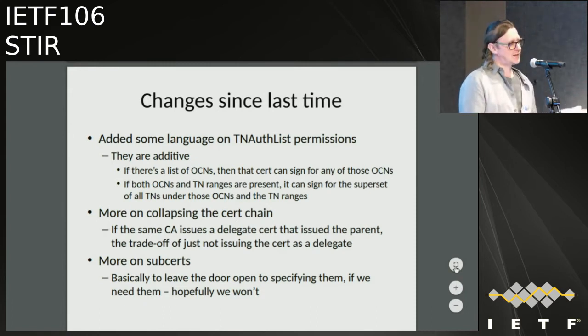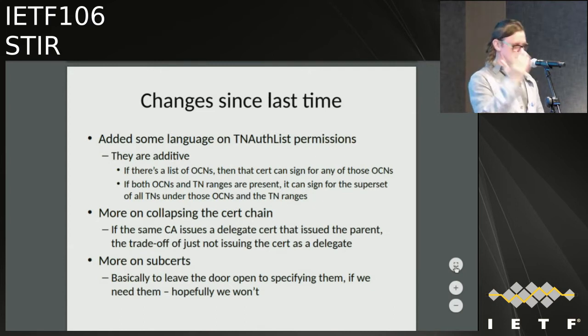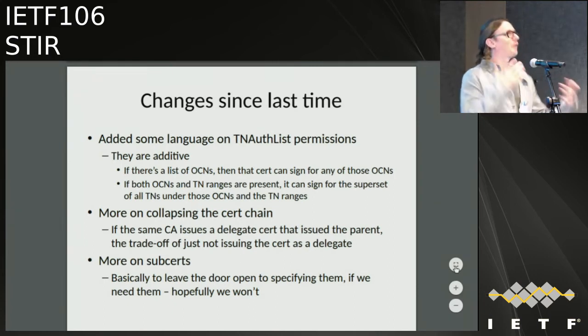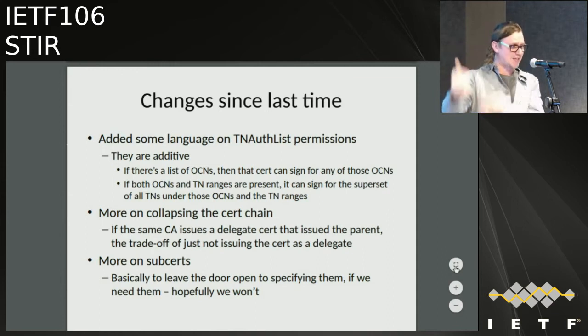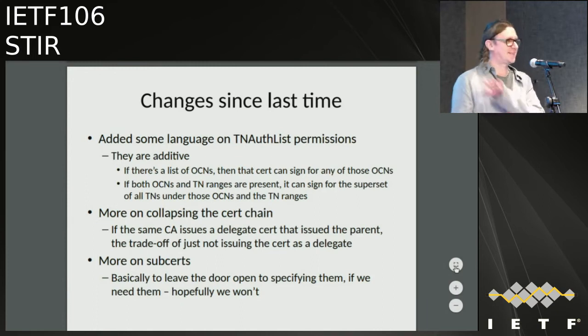Added a bit more text about collapsing the certificate chain in cases where the CA that issued a parent cert wants to delegate down to a new delegate certificate for an enterprise or whatever. But really, the carrier who controls that parent cert is going to the same CA to get the delegate cert issued that issued them their own certificate. In that case, there may be ways to collapse the certificate chain. So I explained that a bit more.